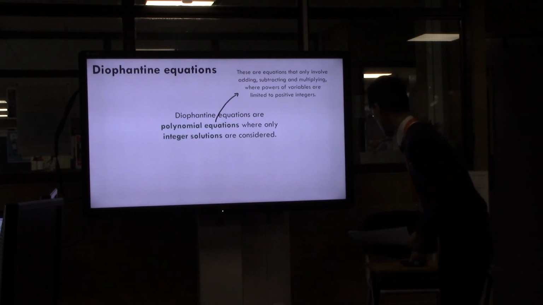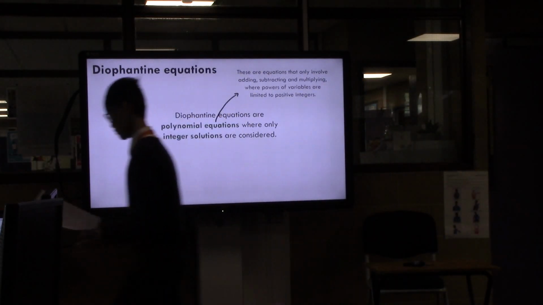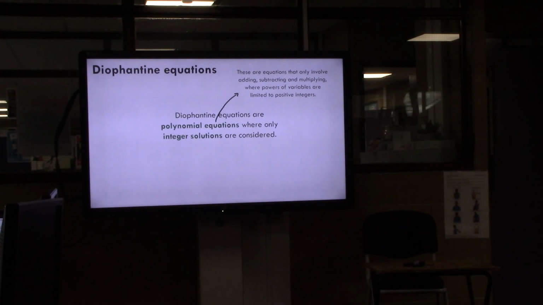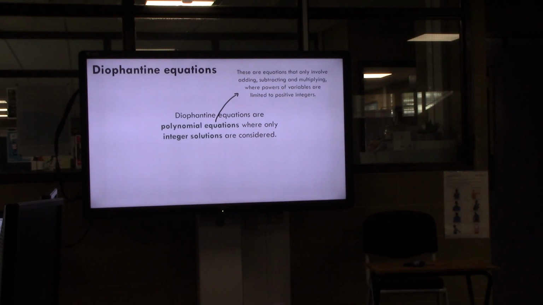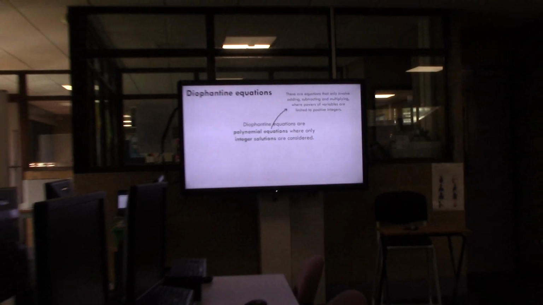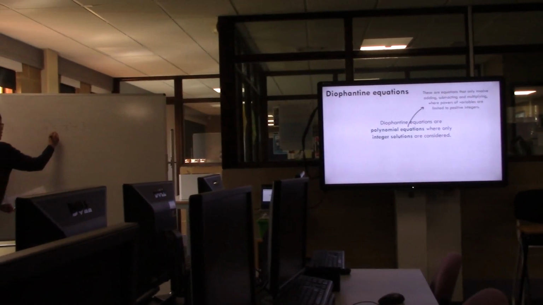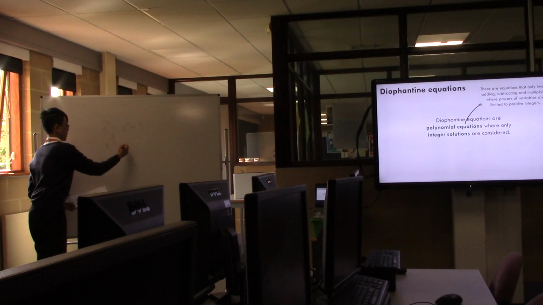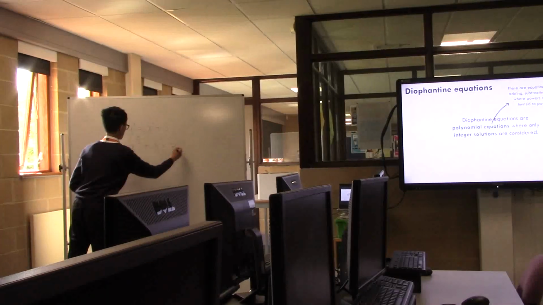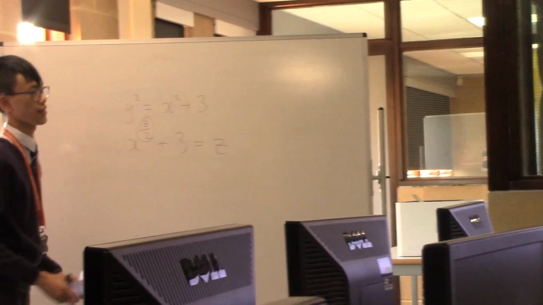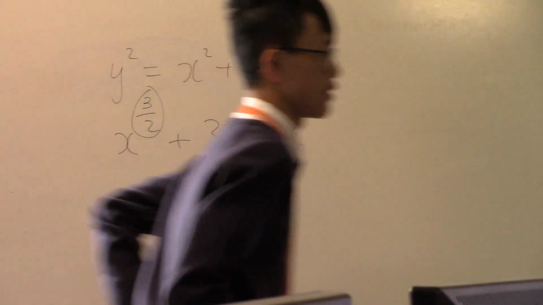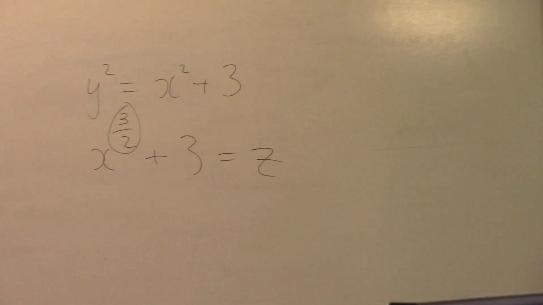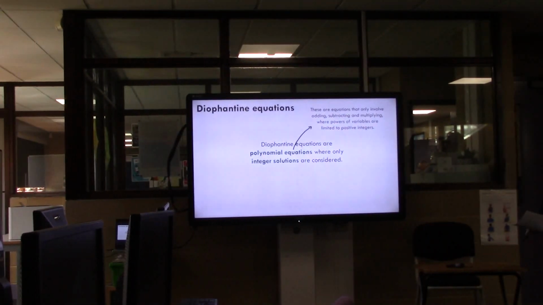So, for example, y squared equals x squared plus 3. That is fine, that's a polynomial equation, but something like x to the 3 halves plus 3 equals z wouldn't be, because 3 halves isn't an integer power. And you can have as many variables as you want in your polynomial equation. It doesn't have to be just 2.